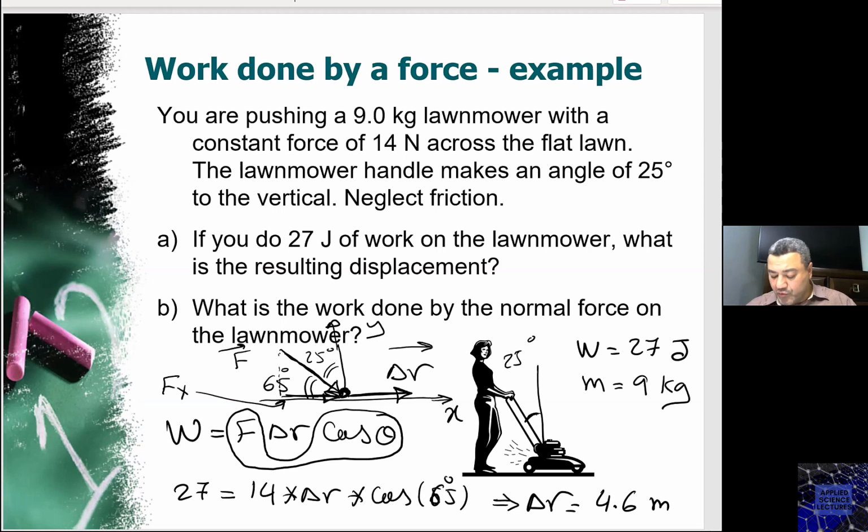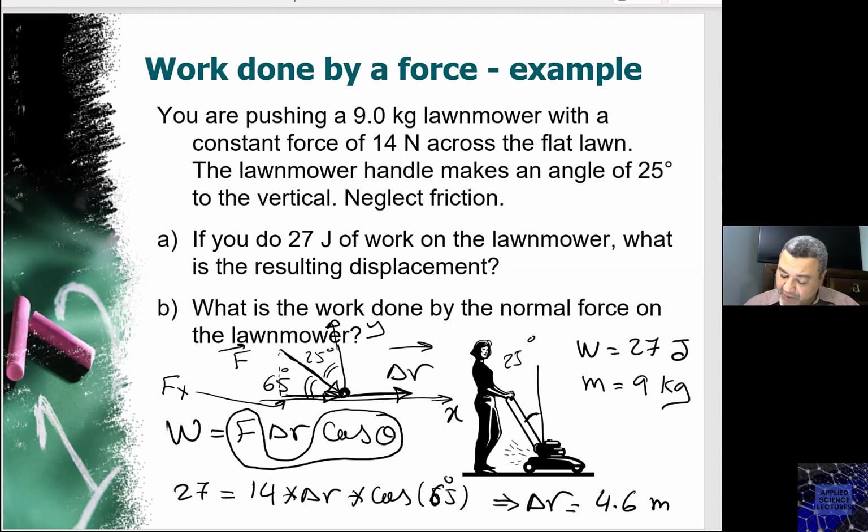So now we know where this cosine theta came from. Where did it come from? It came from the projection of this force right on the direction of the displacement, because this is the one that's going to contribute to the work. The other component that is perpendicular on the displacement is not going to contribute to the work.